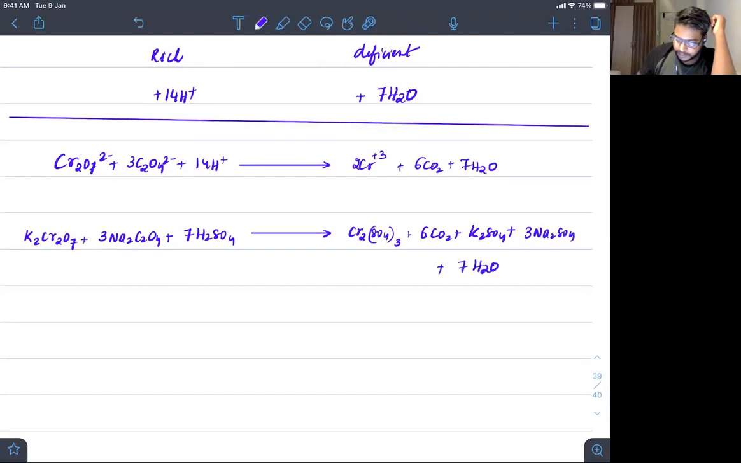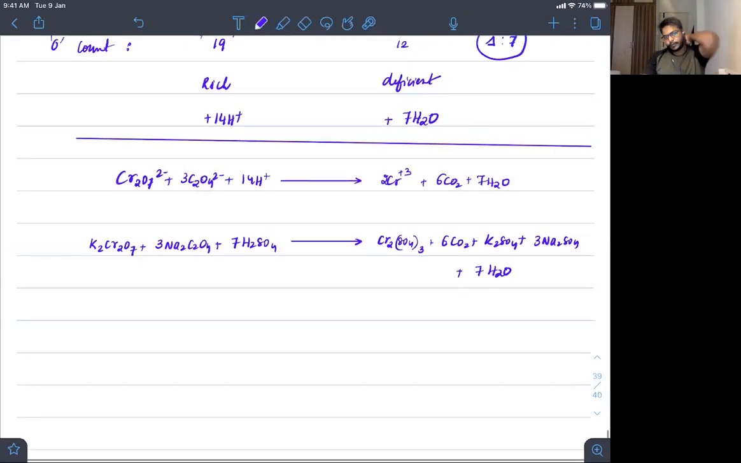Now check this out, it is perfectly balanced. Shraddha, clear? But that is not asked of you, so you don't have to worry about it.